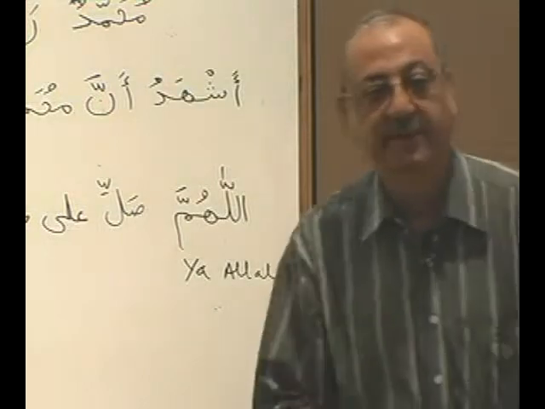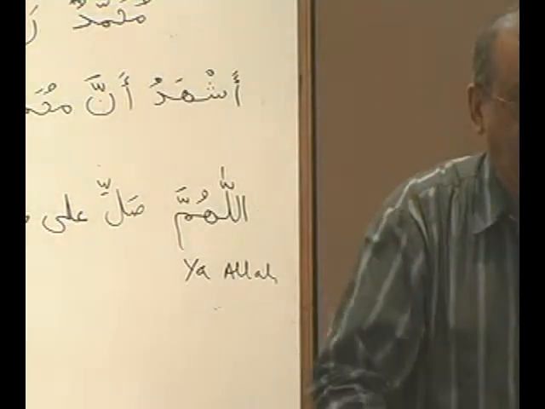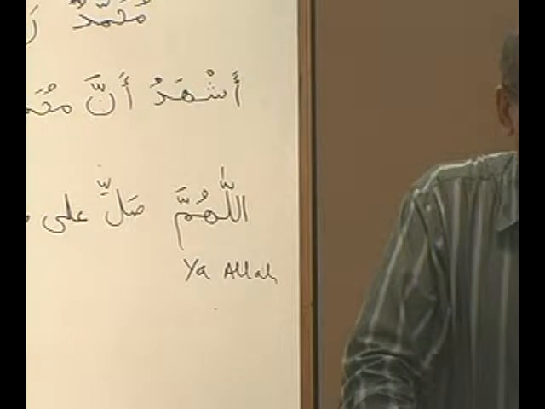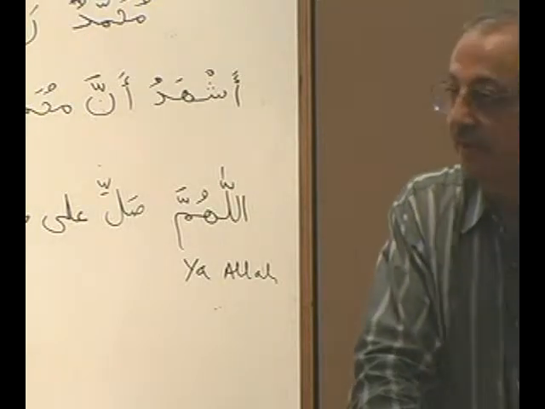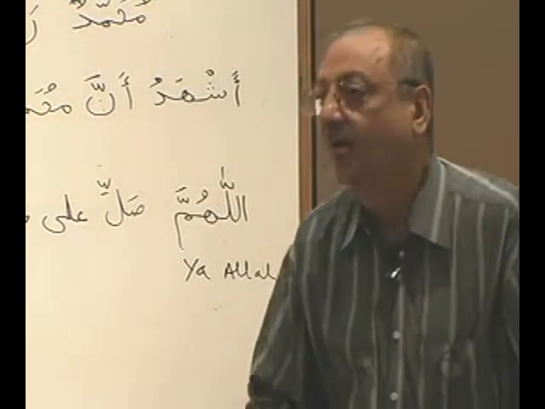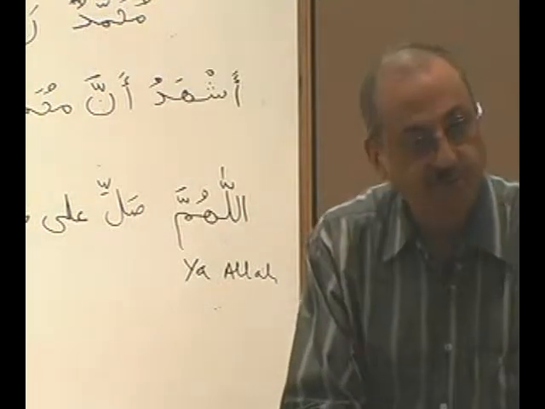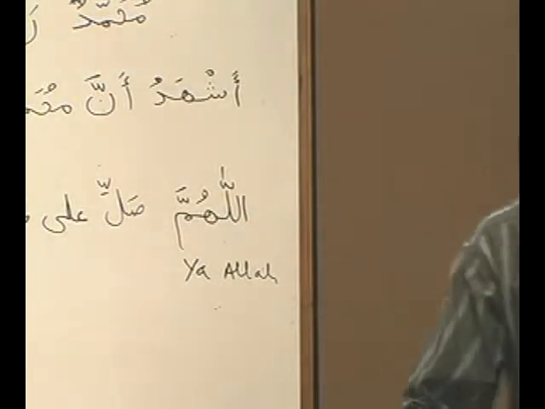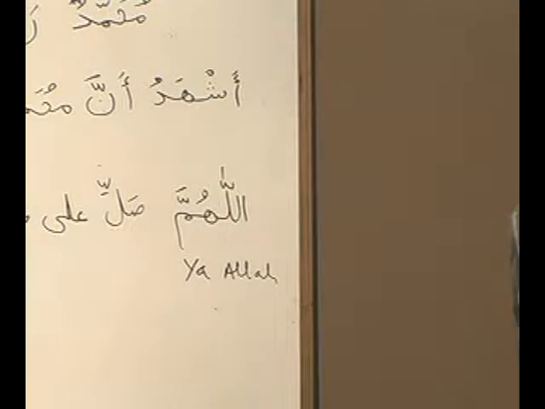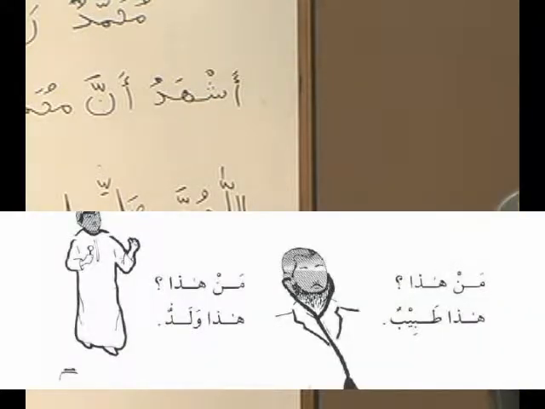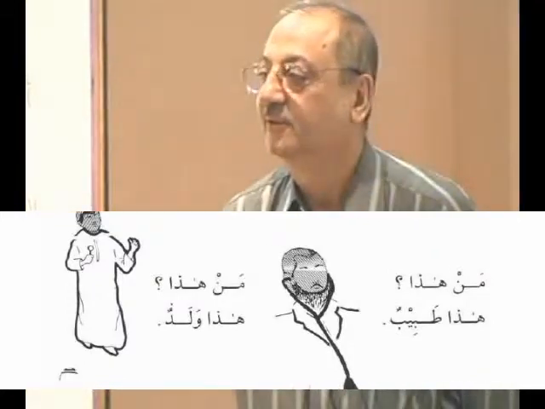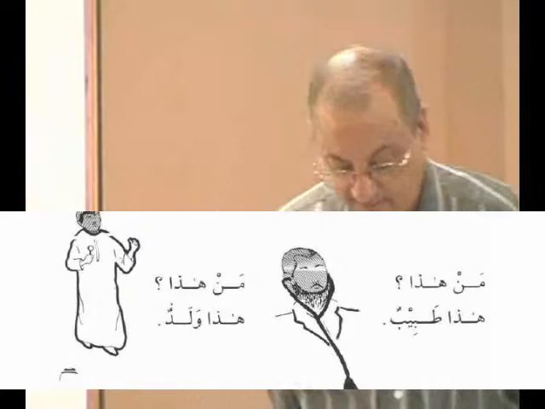So, for human beings, anything aql or rational nouns, we use man. For ghair aql or irrational nouns, we use ma. Simple, brother. So, let's see now. Look at the picture, and what is the question? Man haza? Haza tabibun. What is the meaning of tabibun? Doctor. Got the idea? Haza tabibun.